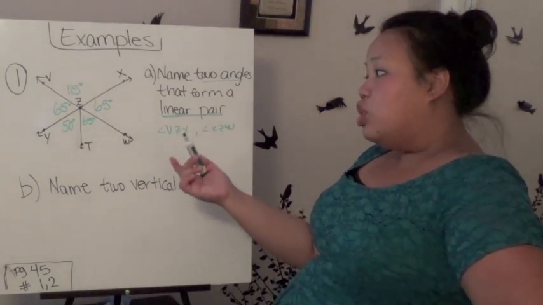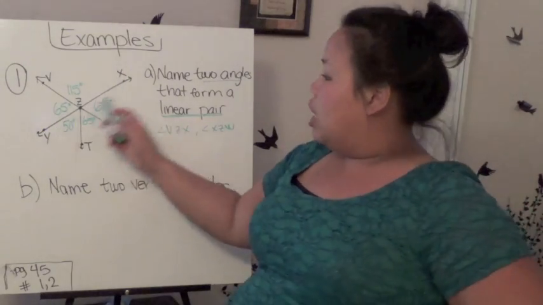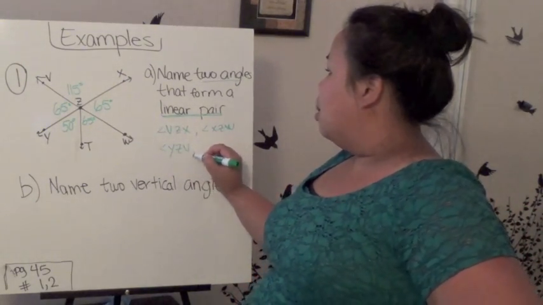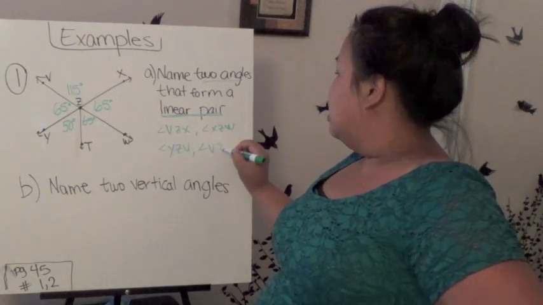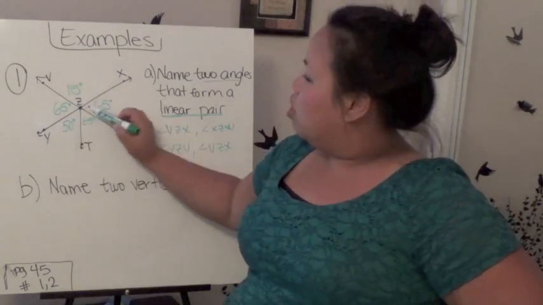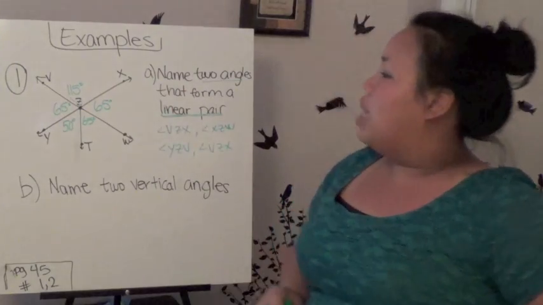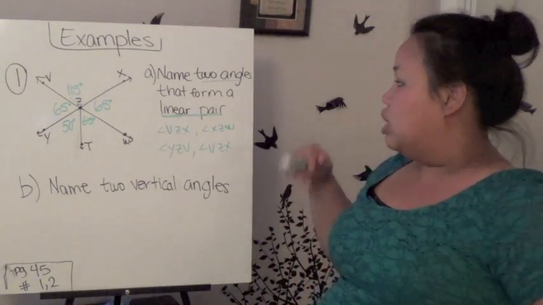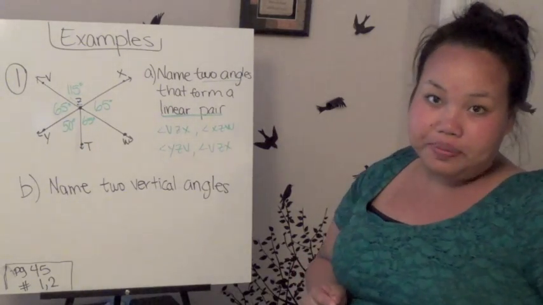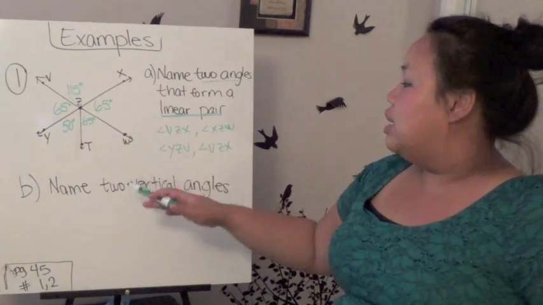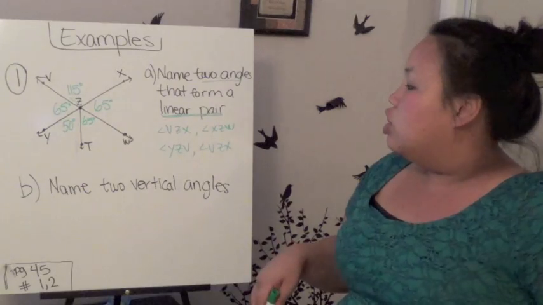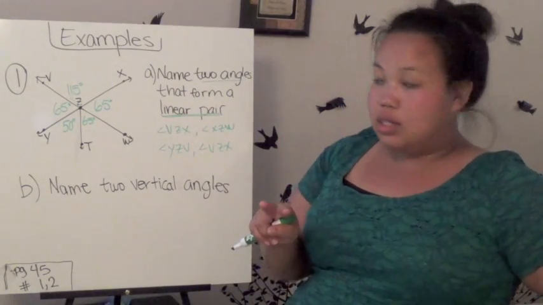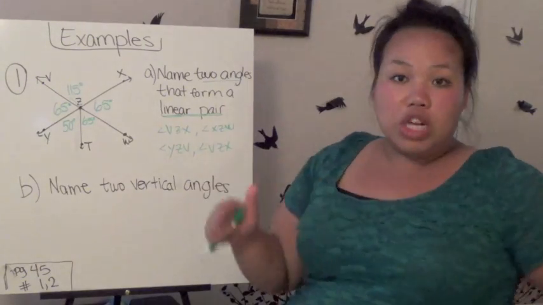Now you also could do these two right here. So angle YZV and angle VZX. This angle, 65 and 115, make 180 degrees as well. So I have any of those two choices that form a linear pair. The next one is to name two vertical angles. So again, I'm looking for two intersecting lines, and from there it's the ones across from each other.